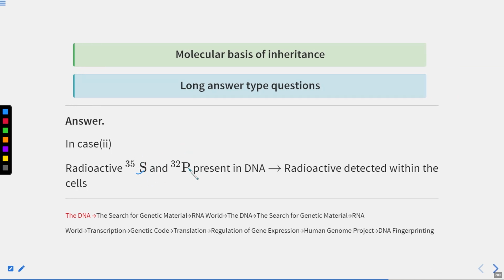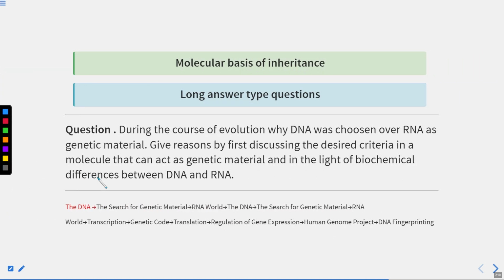In case 2, if both radioactive sulfur and radioactive phosphorus were present in the DNA, then what will happen? Radioactivity will be detected within the cells. So this will create confusion here. All right, this is clear.